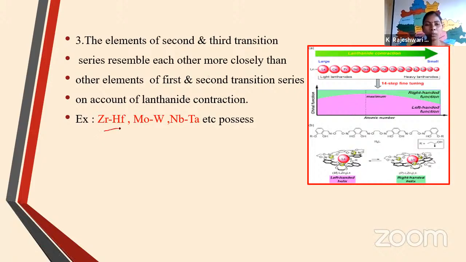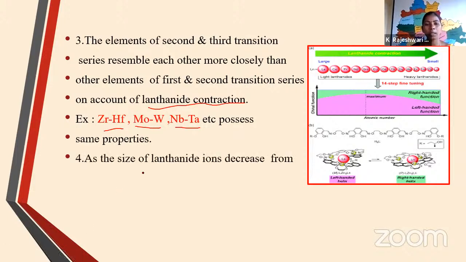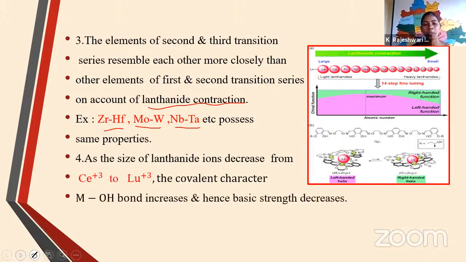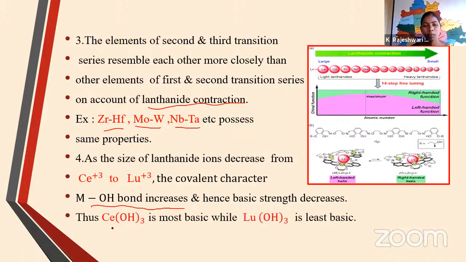So zirconium and hafnium have the same size. Molybdenum and wolfram have the same size. Niobium and tantalum have the same size due to lanthanide contraction. They also have the same properties. As the size of lanthanides decreases from cerium to lutetium, the covalent character of the M-OH bond increases, hence the basic strength decreases. So that's why cerium hydroxide is most basic while lutetium hydroxide is less basic.